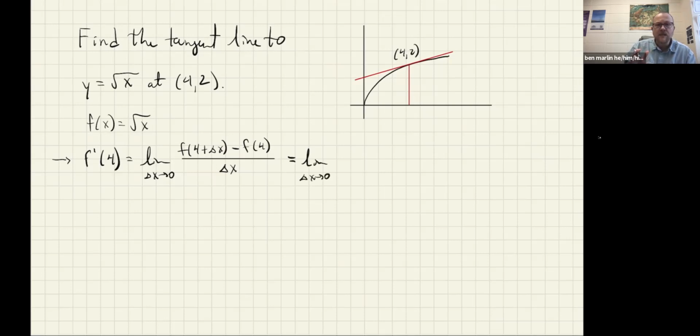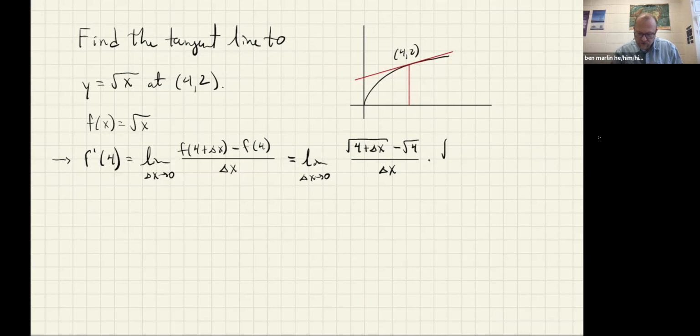Now we have to go see what f of x said. It said take the square root. So square root of 4 plus delta x minus the square root of 4. Y'all know that the square root of 4 is 2, so we don't have to keep writing square root of 4. We can go ahead and write 2. But how do we tackle one of those? It's got those square roots. This is going to be multiplying by the conjugate.